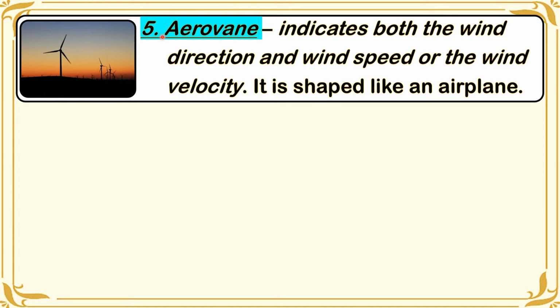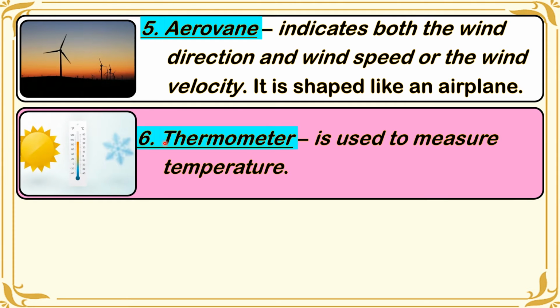Number 5 is aerovane. It indicates both the wind direction and wind speed or the wind velocity. It is shaped like an airplane. So this is how an aerovane looks like. Number 6 is thermometer. It is used to measure temperature. So this is how a thermometer looks like.